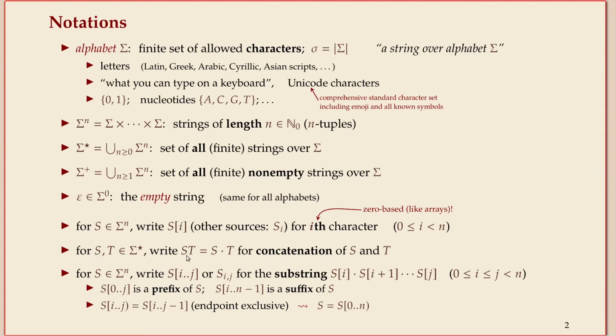If we have two strings, we just write st to mean the concatenation, putting the strings next to each other, one after the other, and sometimes spelled out by putting a multiplication sign in between.